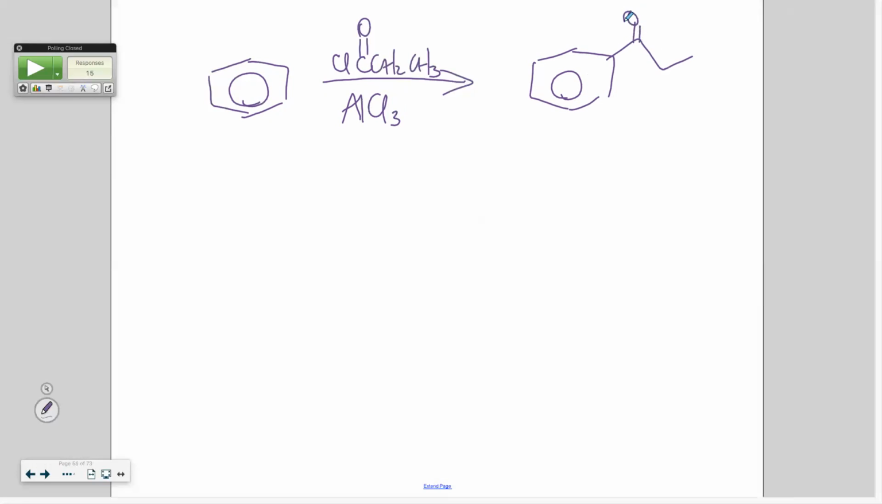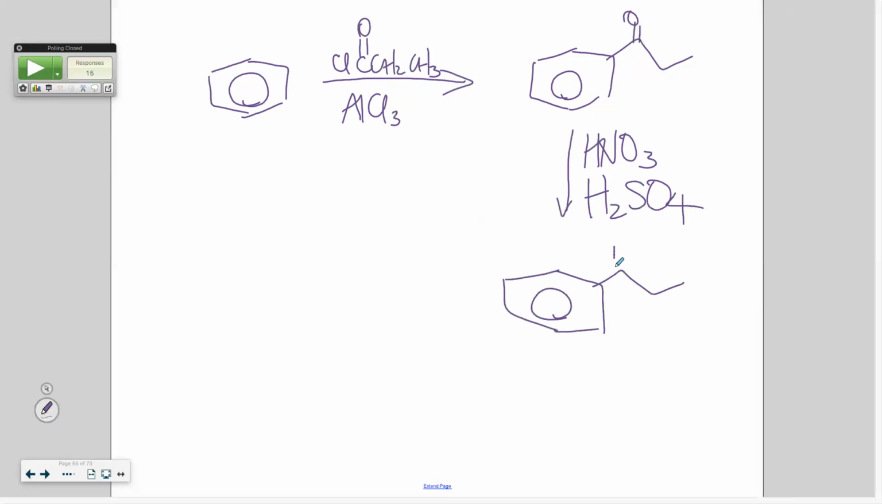Okay. And then what are we going to add? How are we going to put the nitro on? What are the reagents? HNO3 and H2SO4. All right, so what do we get? Our product. All right, does everybody see why you have to put the Friedel-Crafts acylation, that acyl group, on first before you do the nitro group, okay?